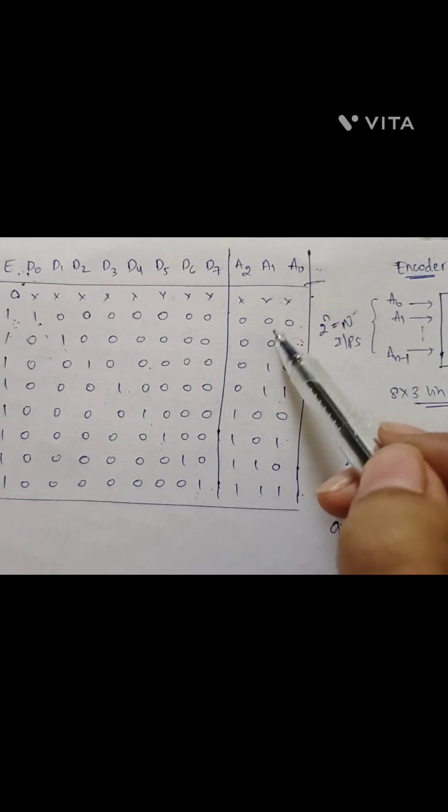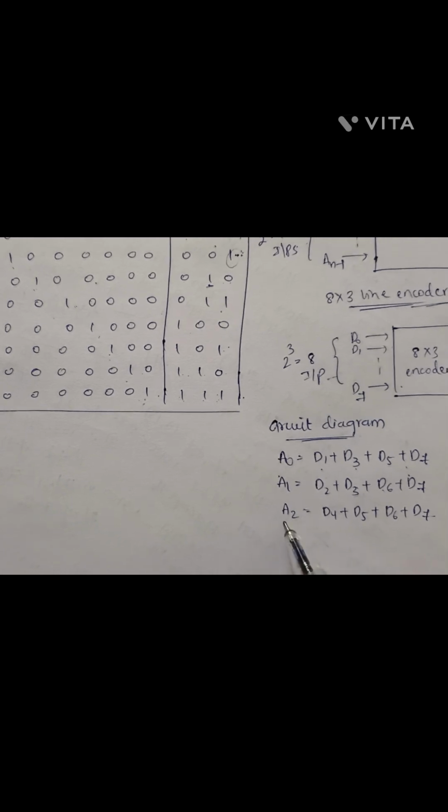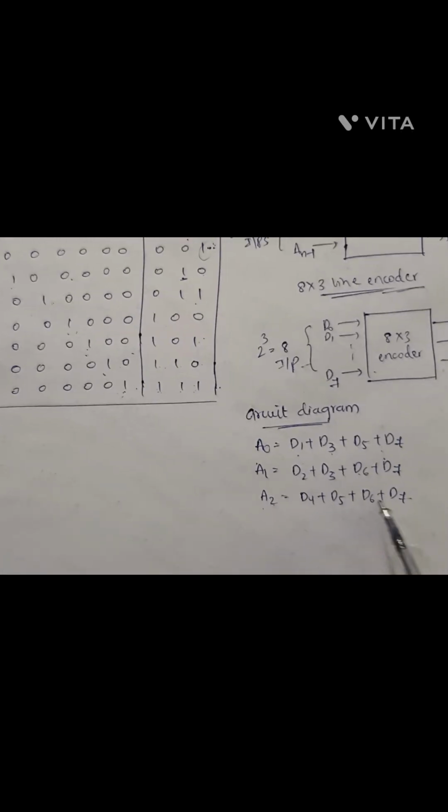Similarly for A1, 1 comes for D2, D3, D6 and D7. So A1 is the sum of D2, D3, D6, D7. For A2, we get 1 for D4, D5, D6 and D7. These are all summed.